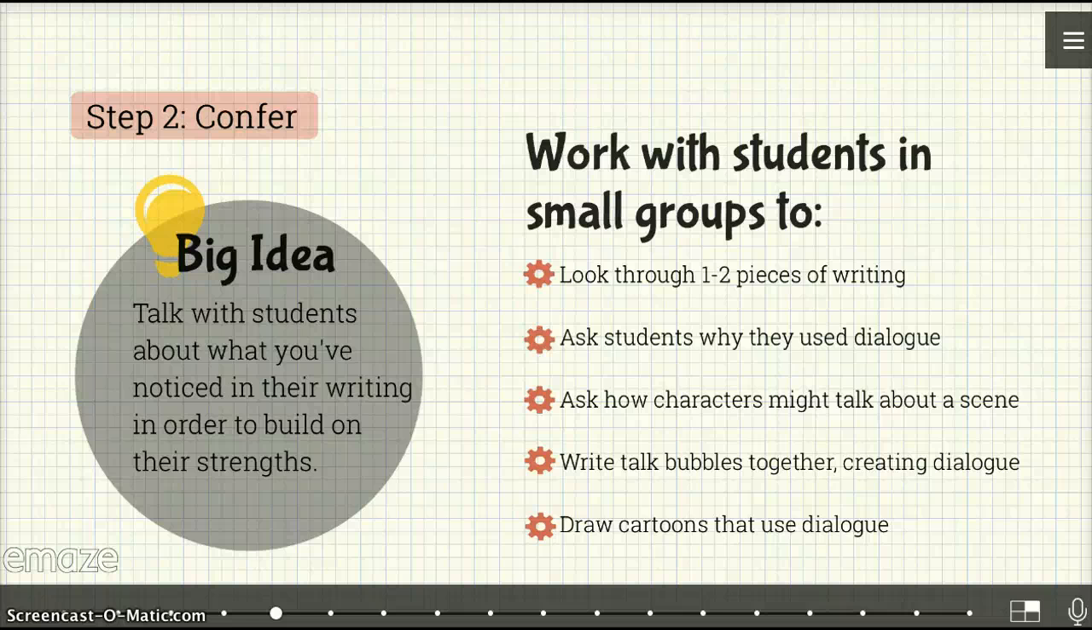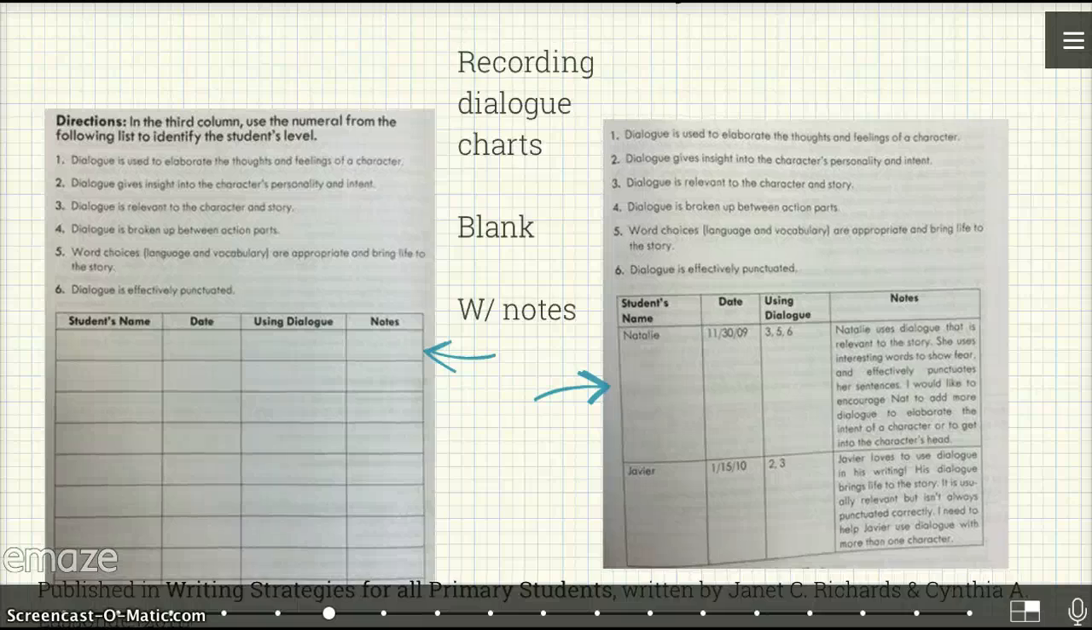The second thing is, by knowing where students are, we can really already build on their strengths, and that will help them to feel more confident as writers.